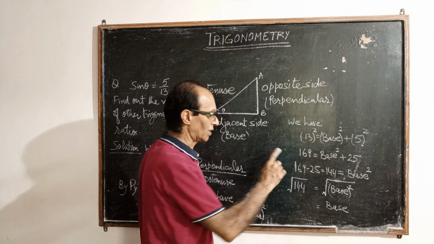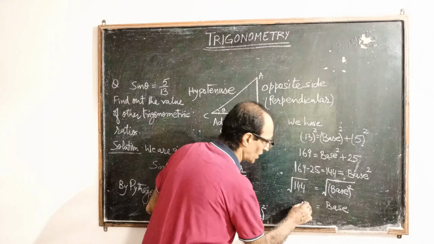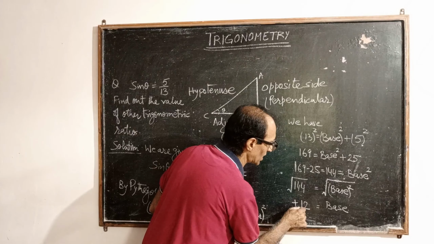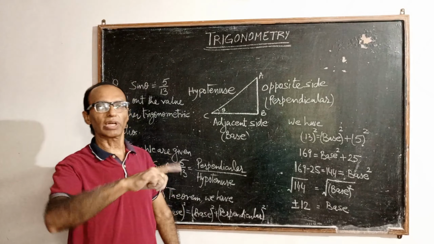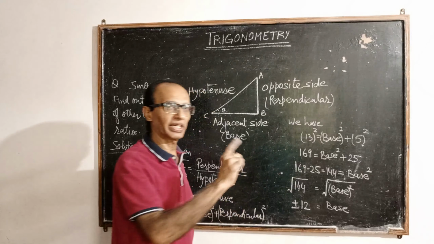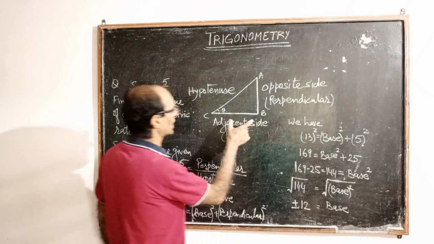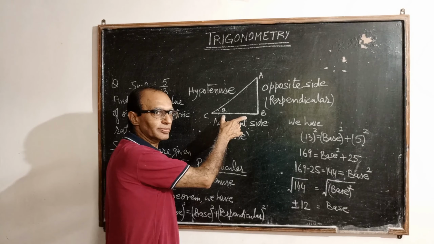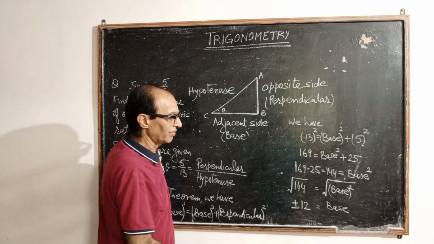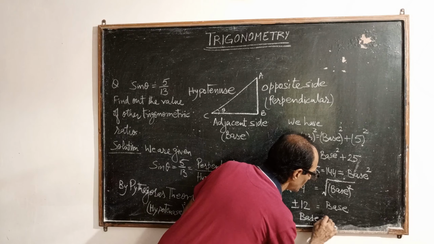I hope you know how to calculate the square root of 144. So square root of 144 is 12. My dear, this value comes out as plus minus 12, because plus 12 square, that is 12 into 12, is 144, as well as minus 12 into minus 12 is 144. But since this base is a length, that length can never be negative. Therefore, we simply say that this base is 12.